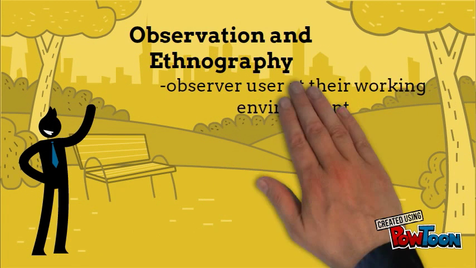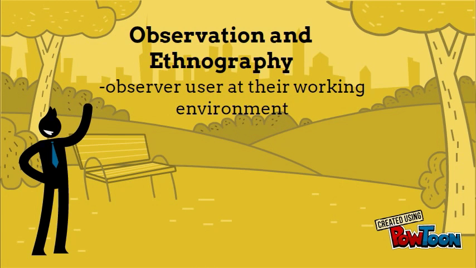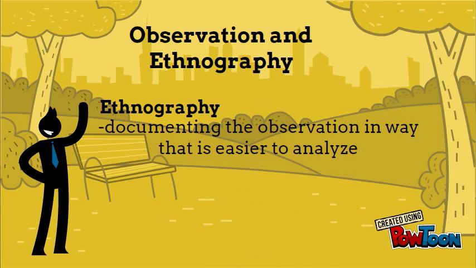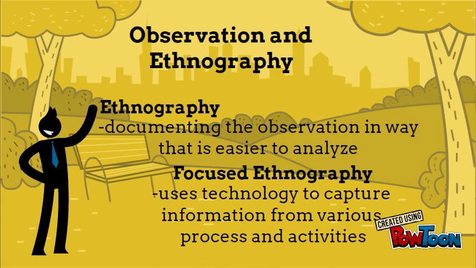Observation is simply observing the activities and processes of the stakeholders in their working environment. Ethnography is the way of documenting the observation to make it a more systematic and organic data gathering. Focused ethnography uses the aid of technology to record data from multiple angles.